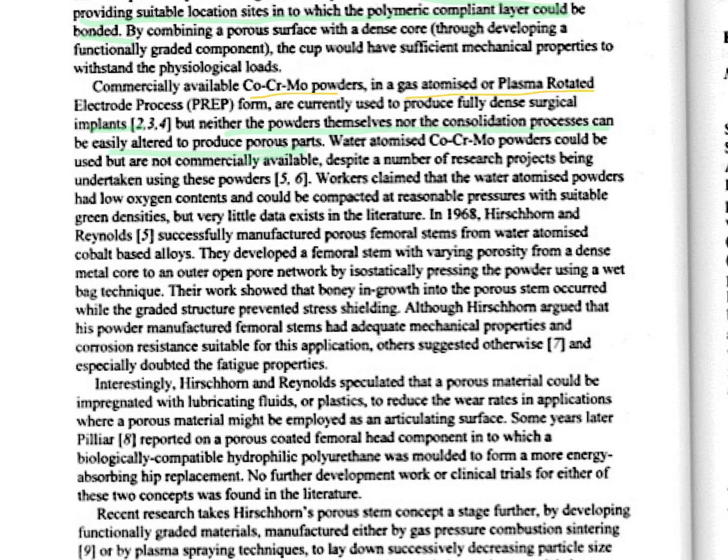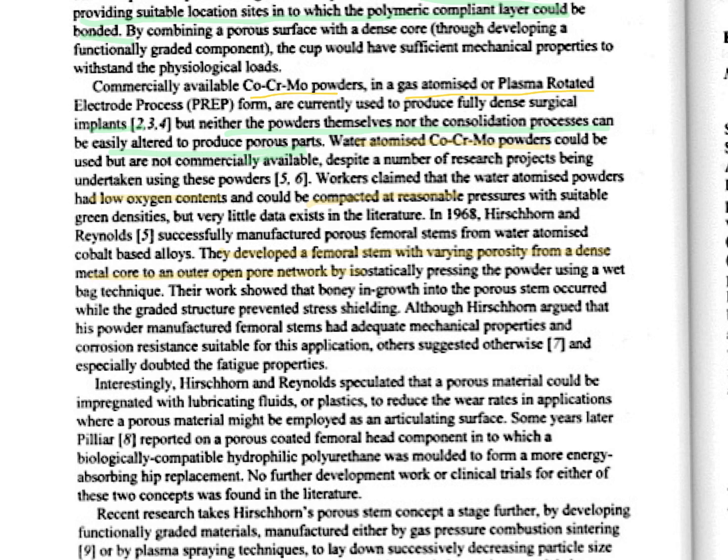All right, so they were looking at water atomized cobalt chrome as one possibility. Low oxygen contents, compacted, and so on. So there are people playing around with this. They're also interested in looking at femoral stems with varying porosity, from a dense metal core to an outer open polymer network. Why would they want this in the femoral stem?